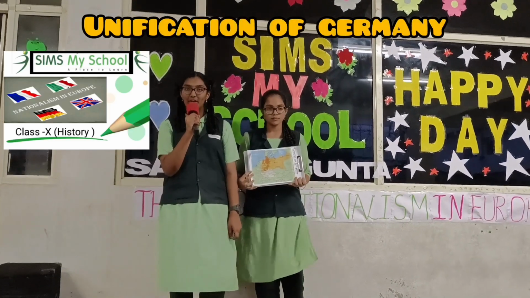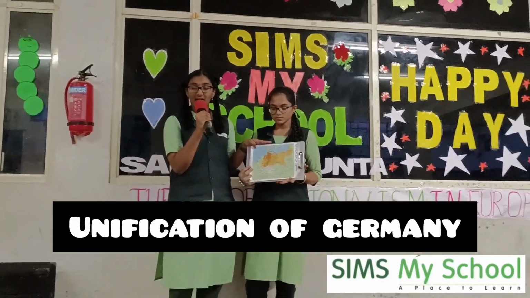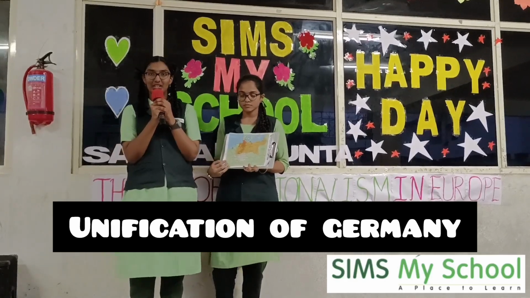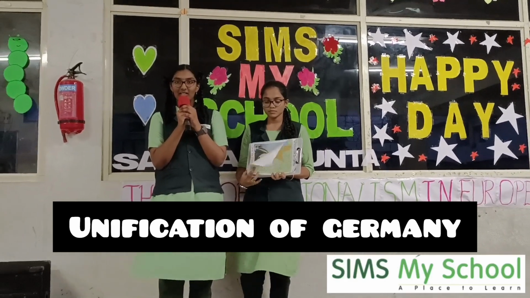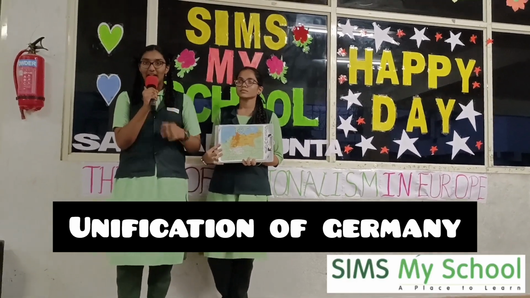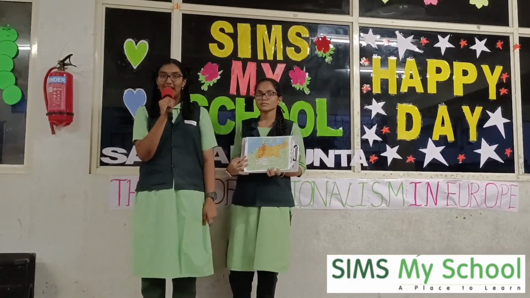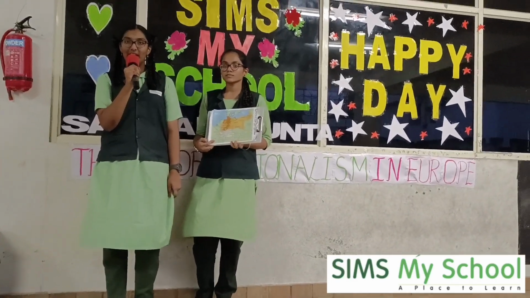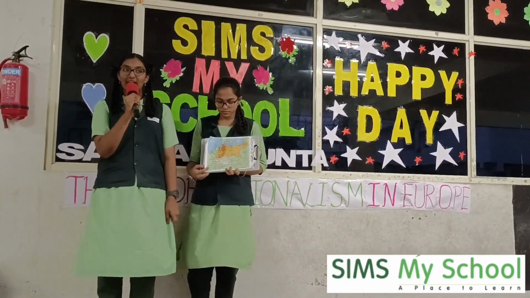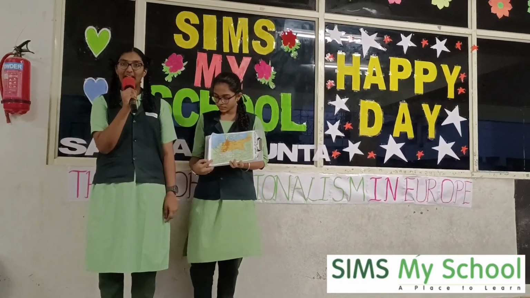Today I am going to give a brief explanation on the unification of Germany. Unification of Germany refers to the political and cultural integration of various German confederations into a single state in the 19th century. The middle class Germans made an attempt in 1848 to unify the different regions of the German nation. And that attempt was suppressed by the forces of monarchy and army.